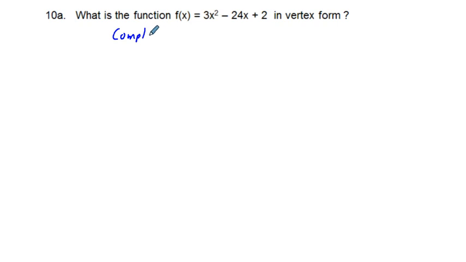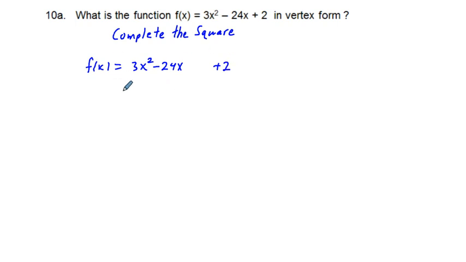When you complete the square, what you're doing is taking a function or expression in standard form and converting that into vertex form, which is going to make the function a lot easier to graph, for one thing. Anyway, I'm going to rewrite this f(x) = 3x² - 24x + 2. I'm writing this plus 2 way over to the right.